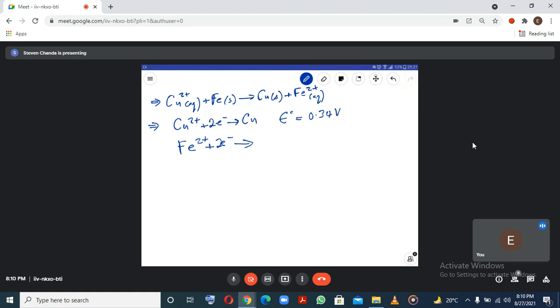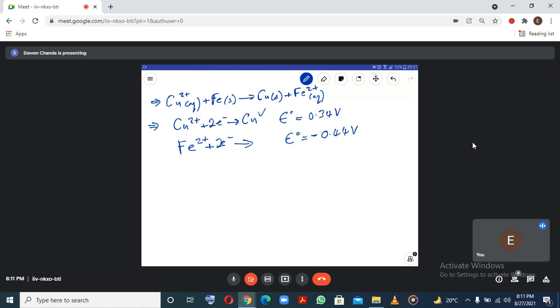So it's negative 0.44 volts. Now remember what we said. Which one would be the cathode? The cathode is the one that has got the higher E value, and we see clearly that it's this one.